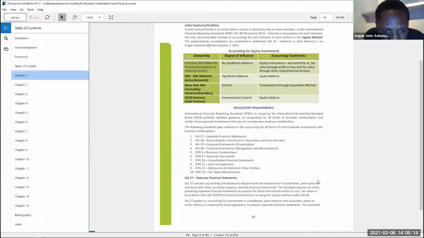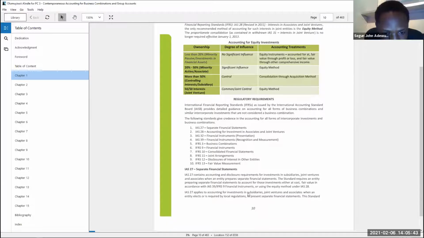IAS 39, financial instruments recognition and measurement. IFRS 3, business combinations. IFRS 9, financial instruments. IFRS 10, consolidated financial statements. IFRS 11, joint arrangements. IFRS 12, disclosures of interest in other entities. IFRS 13, fair value measurement. IAS 27, separate financial statements. IAS 27 contains accounting.